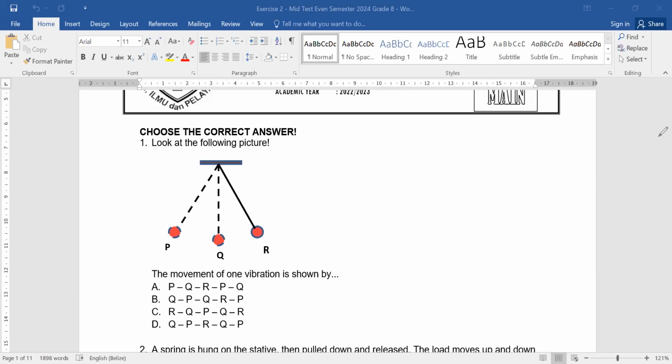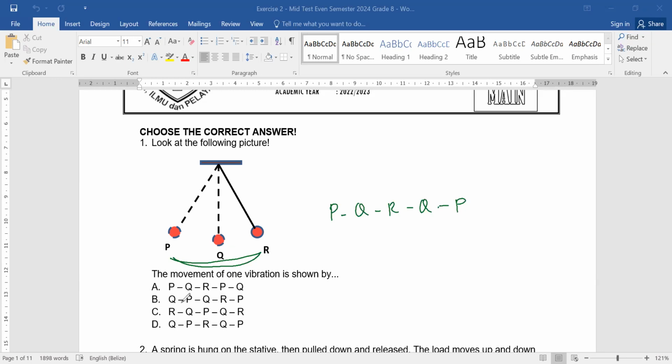So you are given the pictures of the vibration in a pendulum, right? Here there is a movement from P, Q, and R, and then you need to find the movement of one vibration. If we start from P, it's supposed to be P, Q, R, and then Q, and then back to P. So it's actually the movement of one vibration. It's until it's back to its position, but passing through the equilibrium position. And here the equilibrium position is Q.